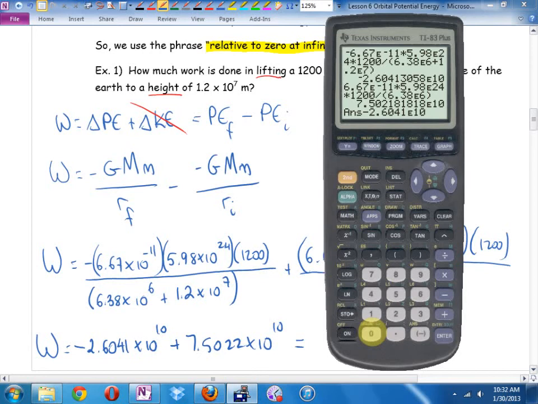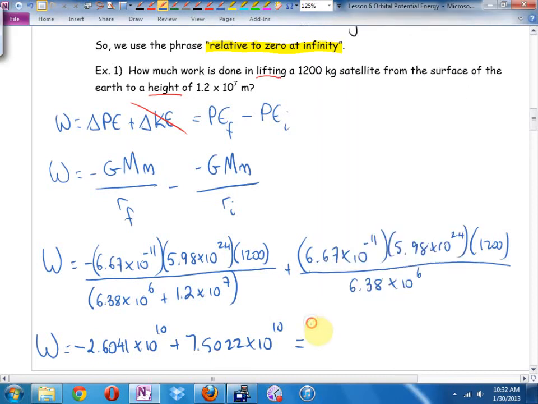How much energy does it take to lift it up there? That much. You know what? I think 4.90 when I round off, times 10 to the 10th joules.